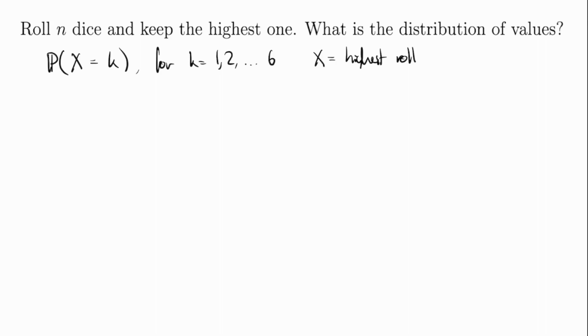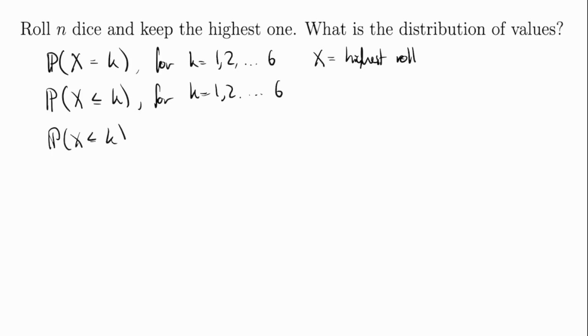Okay, so all we want to find is the probability that x is equal to k for all these k's. And so instead of that, let's try to find the probability that x is less than or equal to k. You'll see why soon. But we'll try to find the probability that x is less than or equal to k for k is equal to 1, 2, all the way up to 6. So the probability that x is less than or equal to k, for a single dice, you can think about it, it's just k over 6, since there's 6 possibilities in total, and k of those 6 possibilities will lead to a roll that is less than or equal to k.